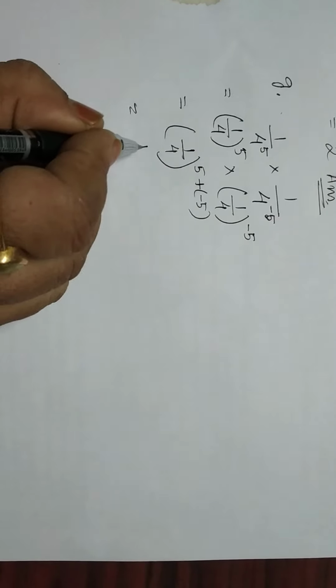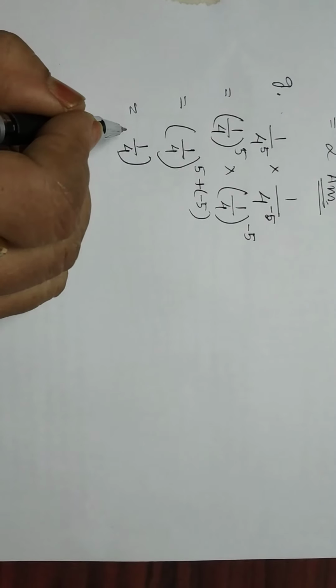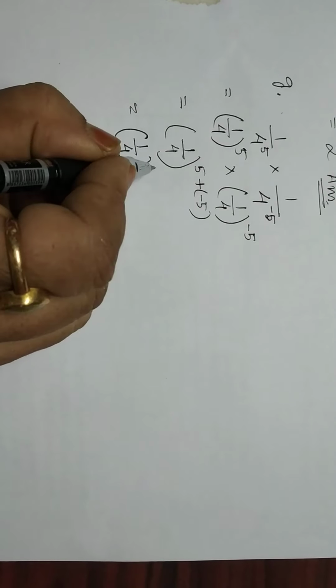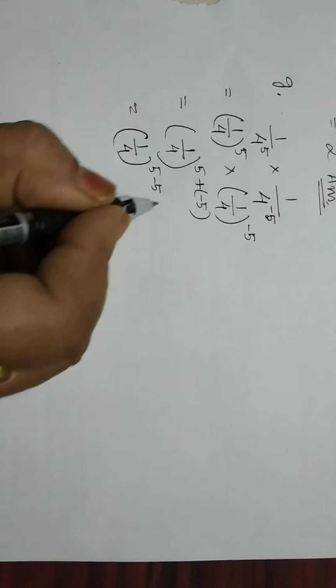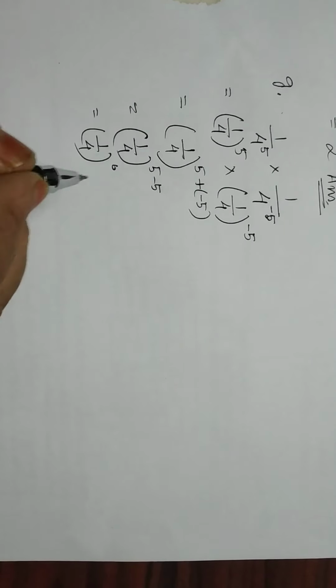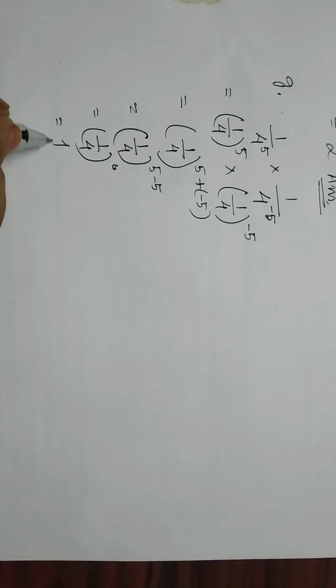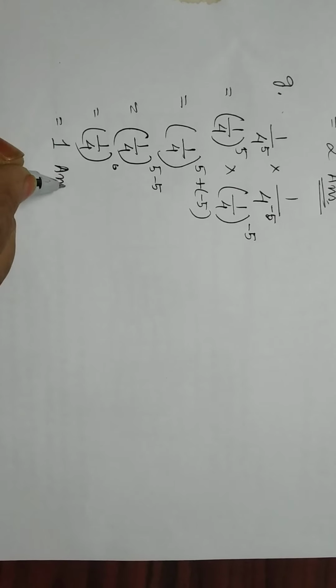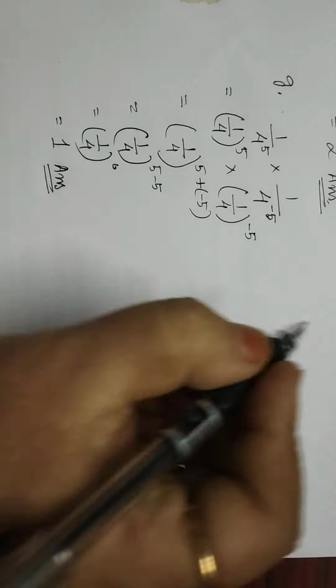That means 1 by 4 to the power 5 minus 5. 5 minus 5 means 1 by 4 to the power 0. That means our answer is equal to 1. This one is over. And this sum we can do in this way also.